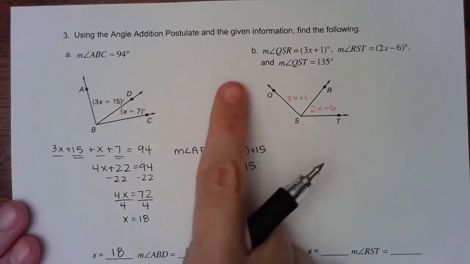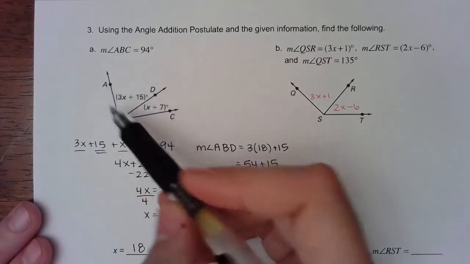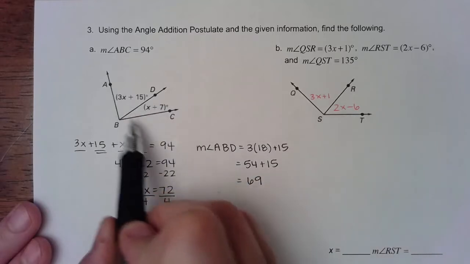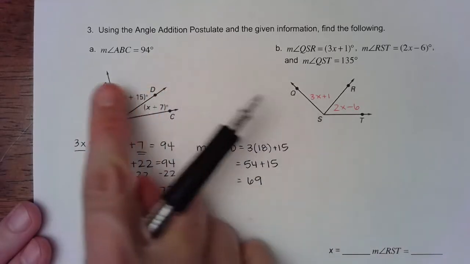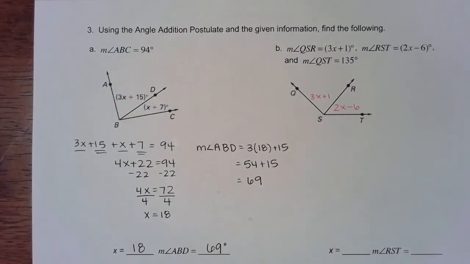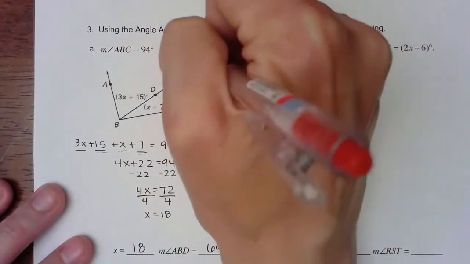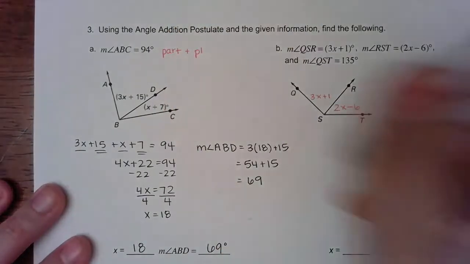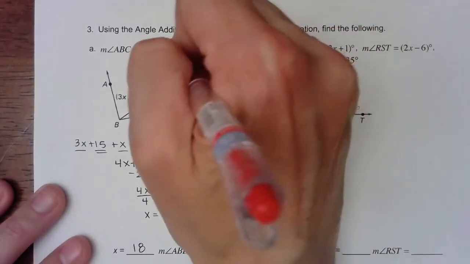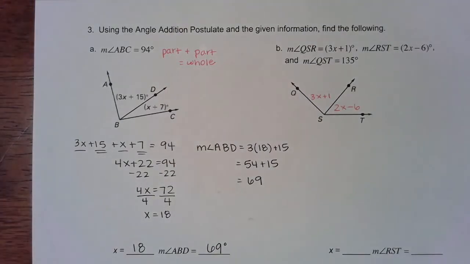The angle addition postulate can also help us solve for angles when their measures aren't given as just numbers. So look at this one. I don't know how big this piece is. I don't know how big this piece is. It doesn't say that it's been cut in half, but it does say that the measure of angle ABC, the whole thing, is equal to 94. So like I did before with the segment addition postulate, for this one I can use the angle addition postulate to say that the part of the angle here plus the other part of the angle that I am given is equal to the whole piece of the angle that I have. So part plus part equals whole.